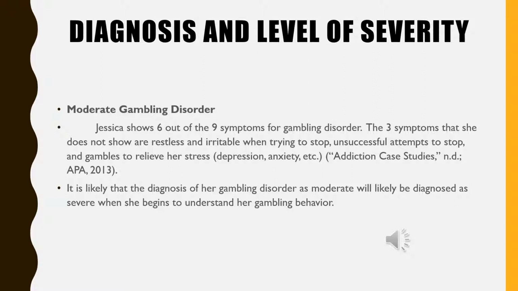Next, we'll look to diagnose the level of severity of Jessica's gambling. Jessica's gambling shows that she has 6 out of 9 of the symptoms for gambling disorder. The 3 symptoms that she does not show are that she becomes restless and irritable when she's trying to stop, she has made repeated unsuccessful attempts to stop, and she gambles to relieve her stress. Again, because she has just entered therapy, there is not enough information to know if these 3 symptoms will be added to the 6 other symptoms that the client shows in her gambling behavior. It is likely that the diagnosis of gambling disorder as moderate will be diagnosed as severe when she begins to understand her gambling behavior, which, like her alcohol consumption, she is not fully aware of.